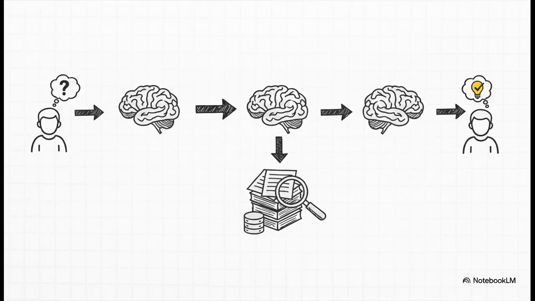Now, you might hear this fancy term, RAG, getting thrown around. Don't let it intimidate you. It just describes this process of letting an AI look something up in an external source before it gives you an answer. That's it. It's just a really common type of AI workflow.